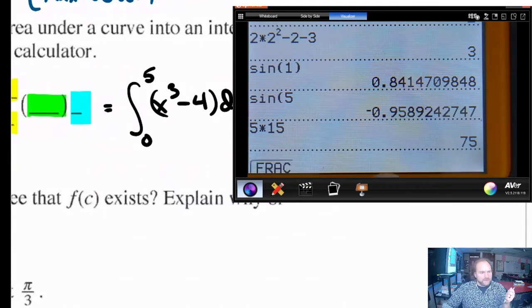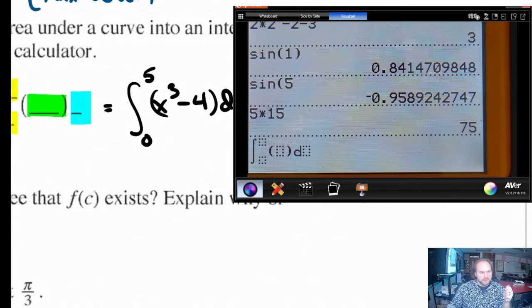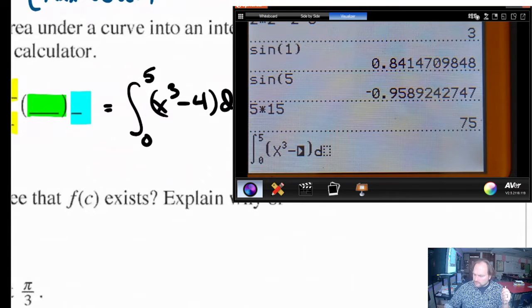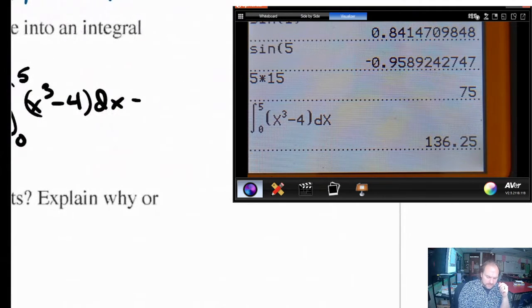So we're going to go to alpha f2 and find our fnInt, and we can just plug all the parts into this that we need to. 0 to 5 of x to the third power minus 4 dx. And we'll get about 136.25, and we'll call this problem a day.